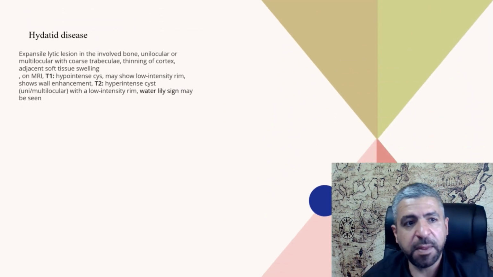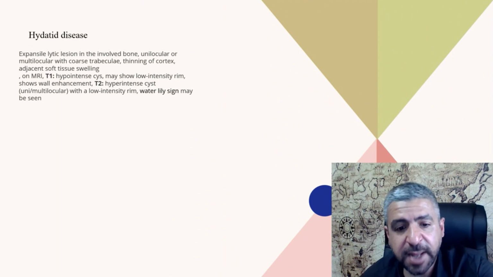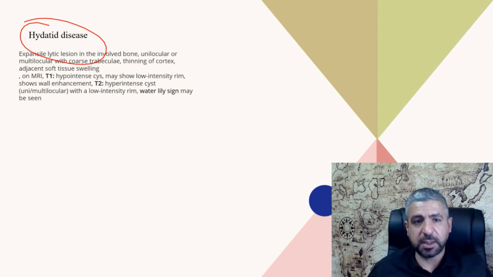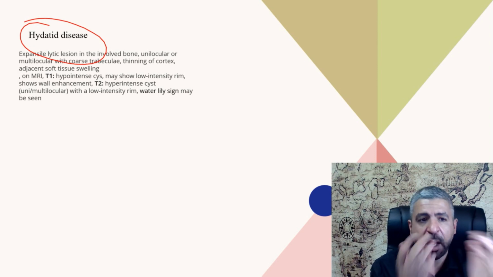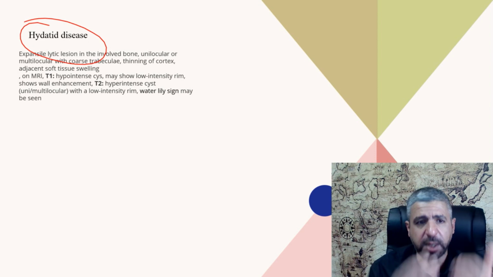Okay, the other possibility is a hydatid disease or hydatid cyst. Hydatid cyst, as you know, is an echinococcal infection. It's a parasitic infection. In the bone, it has basically the same appearance of the lesion elsewhere. That's a cyst, uni or multilocular. You can see daughter cysts inside, and on the MRI it behaves just like any other cyst. That's hypointense on T1 and hyperintense on T2 weighted images.